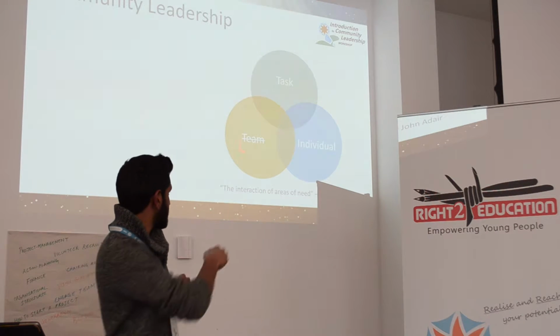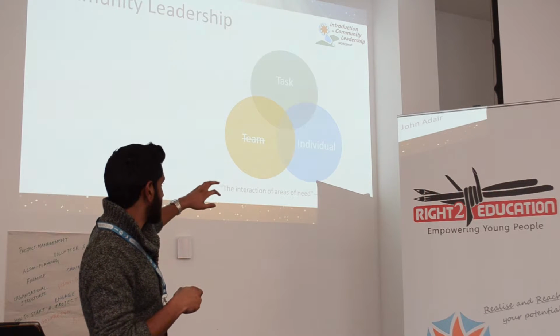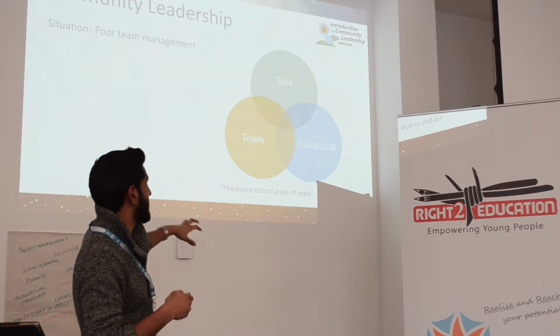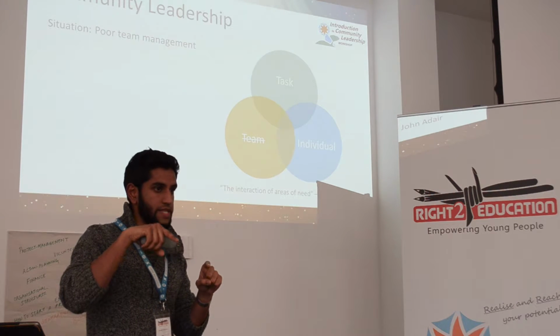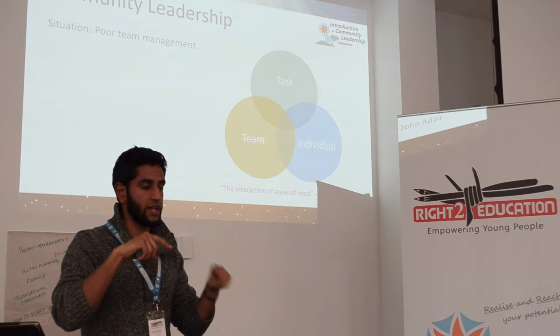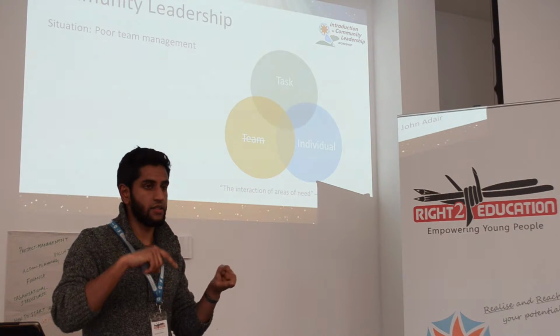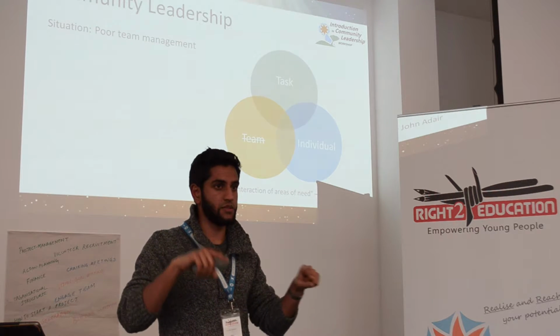And let's move on. So the next one that's crossed out is team. So now the leader has a situation of poor team management. And it's really important to know the difference between an individual team member and the actual team. It's very, very important because a lot of people get these wrong, and the mistakes happen because they don't realise that there's a difference between these two things.